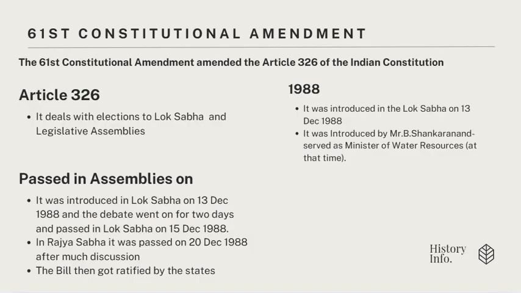So the 61st Constitutional Amendment, and where was it amended? So the 61st Constitutional Amendment amended Article 326 of the Indian Constitution. So what is this Article 326? Article 326 deals with elections to Lok Sabha and the legislative assemblies in the state.